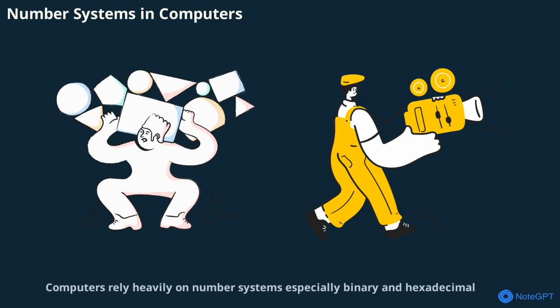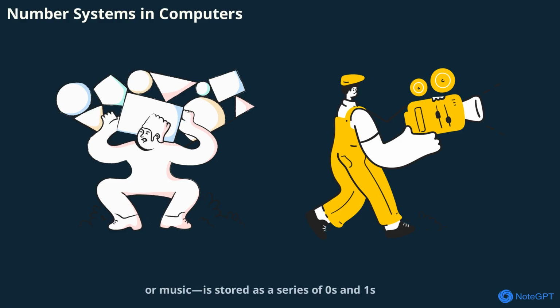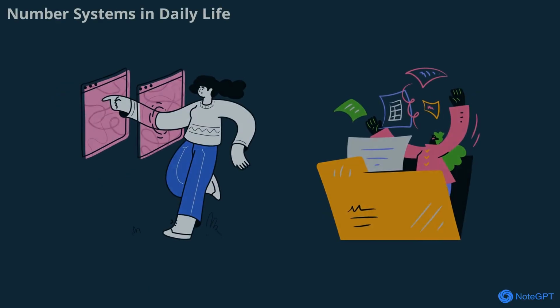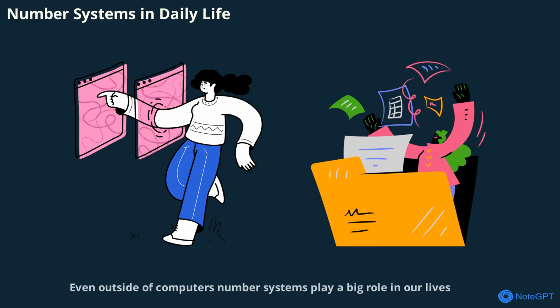Computers rely heavily on number systems, especially binary and hexadecimal. Every piece of data in a computer, whether it's text, images, or music, is stored as a series of zeros and ones. Hexadecimal is used to make long binary numbers easier to read and write. By learning about number systems, you're taking the first step toward understanding how computers work. Even outside of computers, number systems play a big role in our lives.